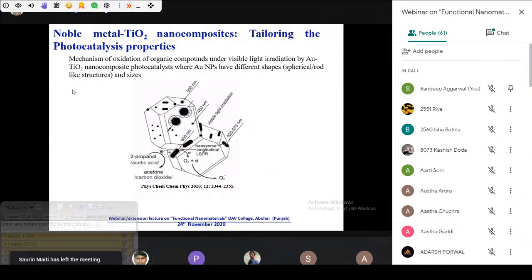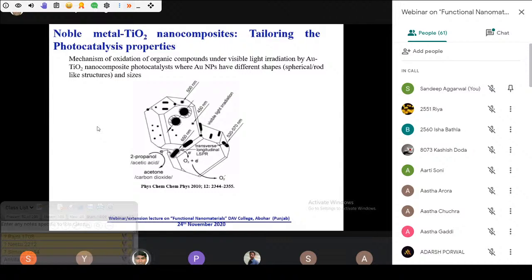Now, what more could be done? There are a lot of things. By tuning the shape and size of those noble metals, we can prepare different kinds of materials. We can use not only one wavelength but a range of wavelengths to excite this material, especially visible light. If we can use visible light, it means we can use sunlight, and then these photocatalytic things could be done in the presence of sunlight.